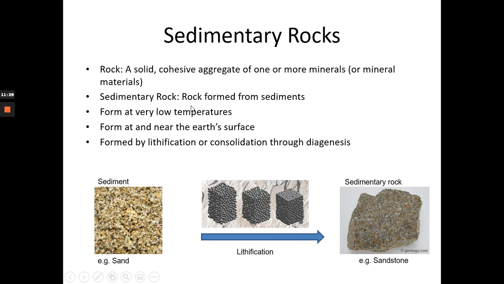Right? So sedimentary rocks are rocks, and a rock is a solid, cohesive aggregate of one or more minerals or mineral materials. Right? And sedimentary rocks formed from sediments. They form at very low temperatures, right? And they form at and near the Earth's surface. Right? So if you apply higher temperatures or higher pressures, you get different kinds of rocks. Right? You get metamorphic rock, or you can even melt it down because of very high temperatures into magma, which cools down back into igneous rocks. But remember, all these different kinds of rocks can be recycled again and turned back into sediment. And the cycle goes on and on. The rock cycle.